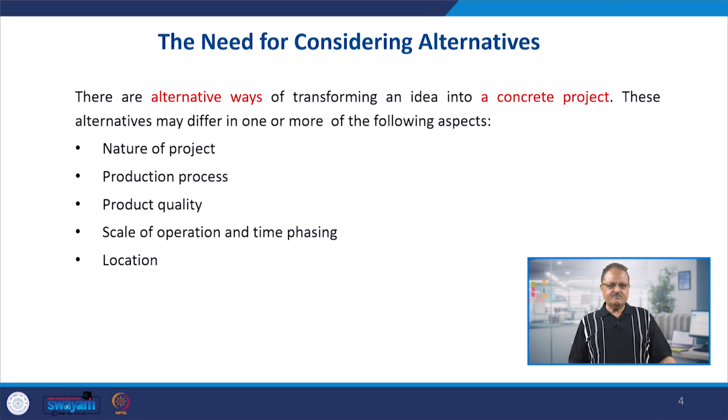Next thing is the production process. Multiple technologies are there in the market for manufacturing products. If you want to manufacture a refrigerator, a CTV, or a washing machine, a number of technologies are available in the market, right?